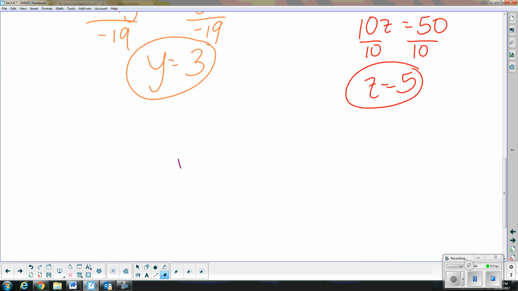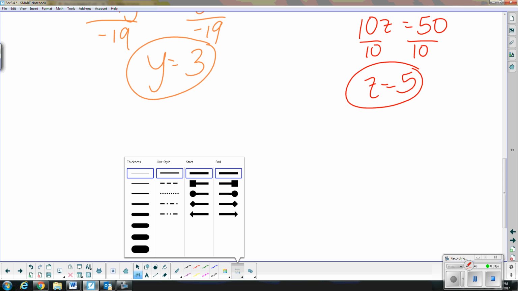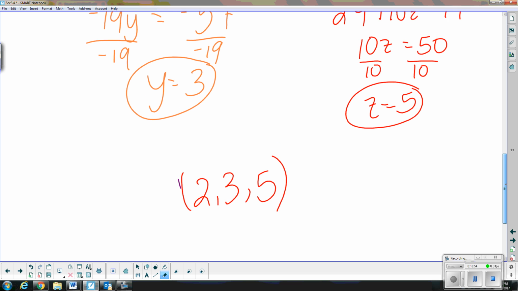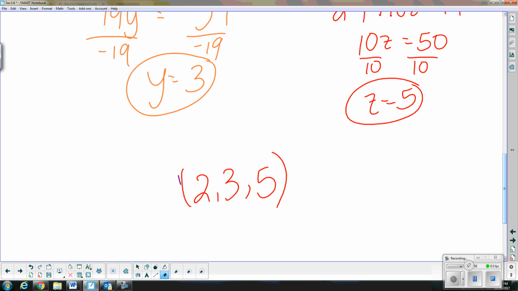would be 2, 3, 5. You just solved that for 3 numbers. Not done. Okay, so we have our solution, our ordered triple, 2, 3, 5.